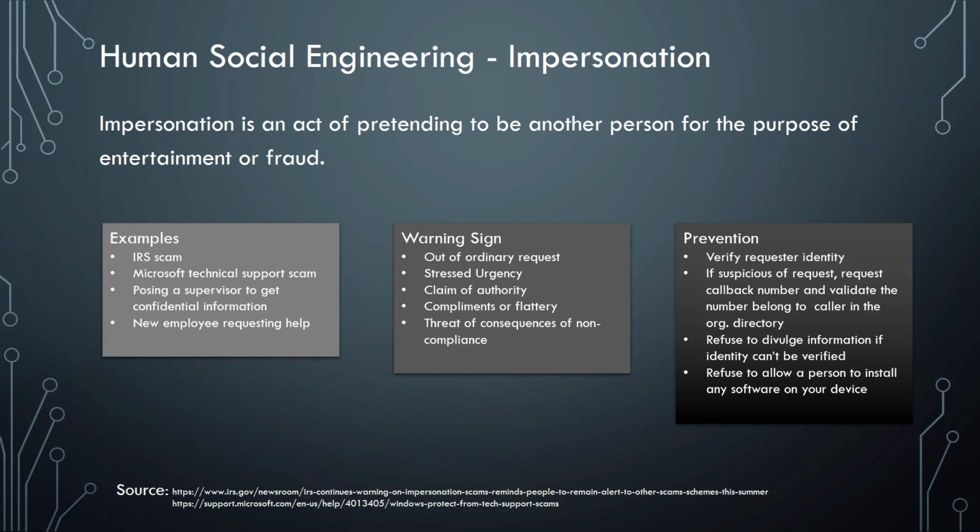There are some warning signs which show a possible impersonation attack. For example, out of the ordinary requests, like requesting access to sensitive information which otherwise a person would not have. Showing urgency for information, for example, that it needs to happen within an hour or so. And if the request is not fulfilled, there will be a threat of consequences.